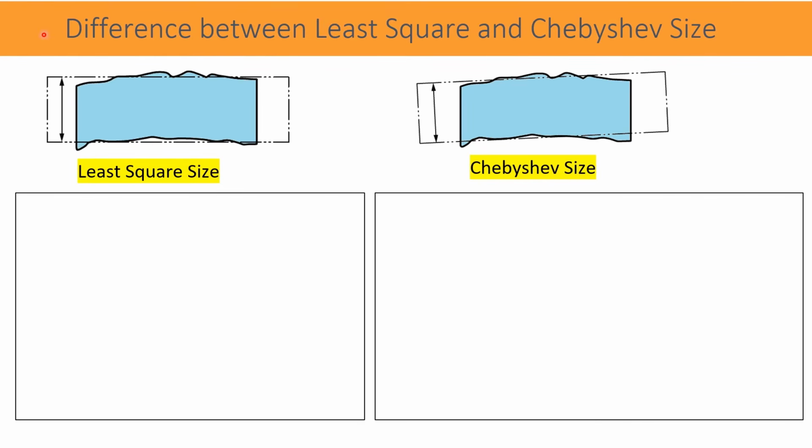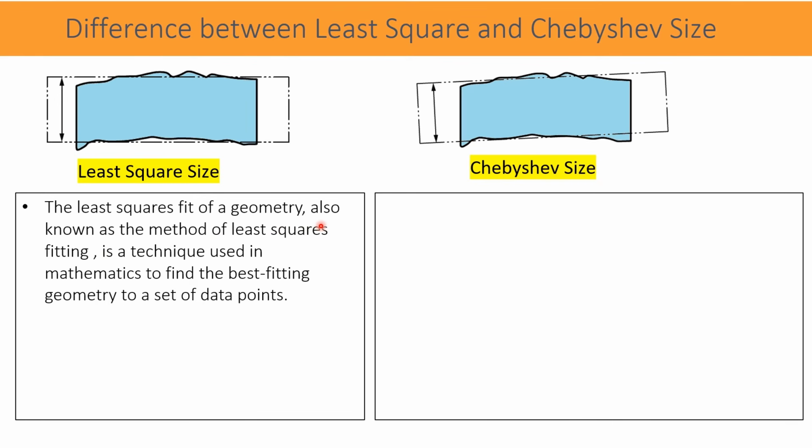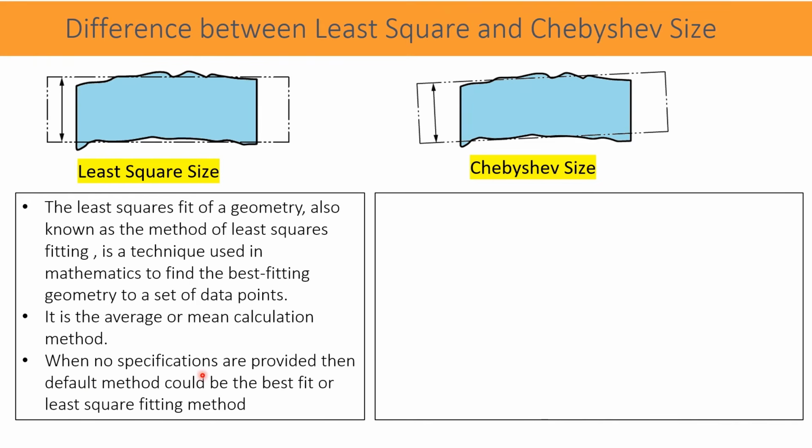Let us discuss now the difference between least square size and the Chebyshev size. Least square size. The least squares fit of a geometry, also known as the method of least squares fitting, is a technique used in mathematics to find the best fitting geometry to a set of data points measured or collected. It is the average or mean calculation method. When no specifications are provided on the drawing, then the default method could be the best fit or least square fitting method.